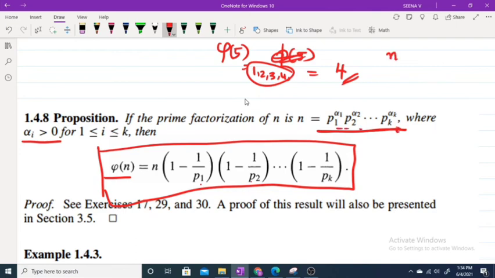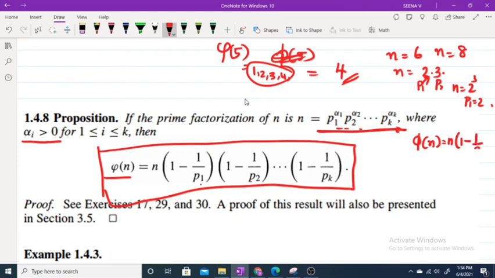For example, if you consider n equal to 6, you can write it as 2 into 3, so p1 is 2 and p2 is 3. And if you consider n equal to 8, you can write 8 as 2 raised to 3, and here p1 is 2. Phi of n is n into 1 minus 1 by p1, here 1 minus 1 by 2, that is 8 into 1 by 2, which is equal to 4. So phi of 8 is 4.